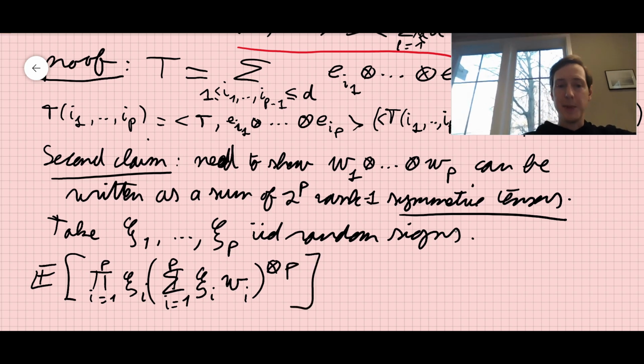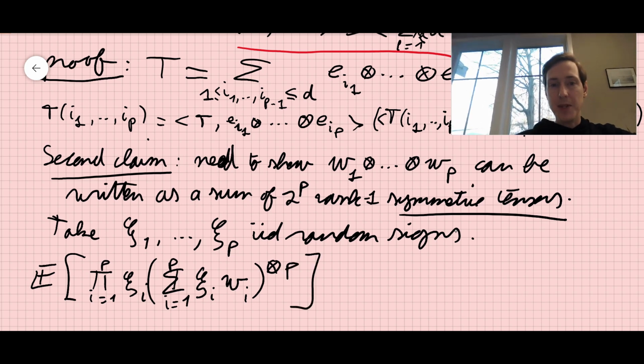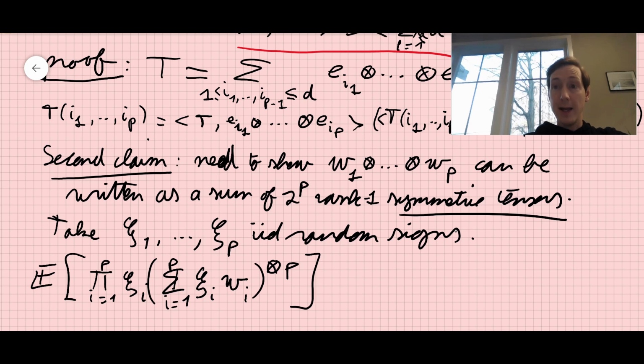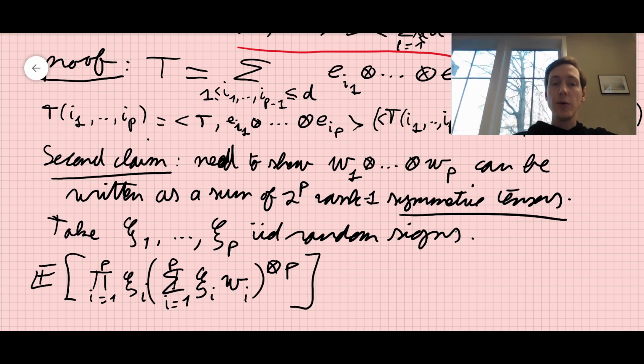Okay, so let me explain this. You can think of it as taking a random walk over these vectors w_i. So this is a sum for i equals 1 to p of psi_i w_i. And now this is going to be my symmetric tensor. I take this to the power p times, and I append to it a sign, either a -1 or +1, depending on the product for i equals 1 to p of psi_i, and I take the expectation of this. So this tensor is exactly a sum of 2 to the p rank 1 symmetric tensors.